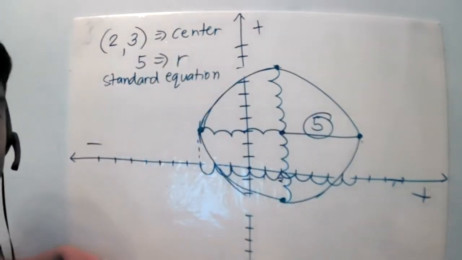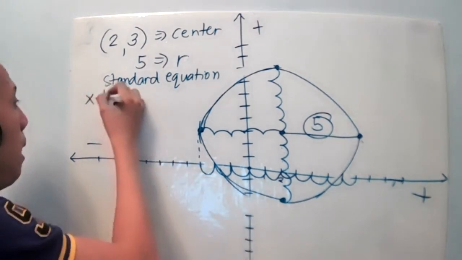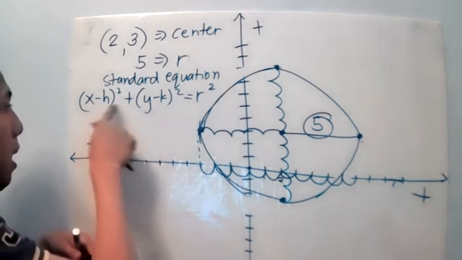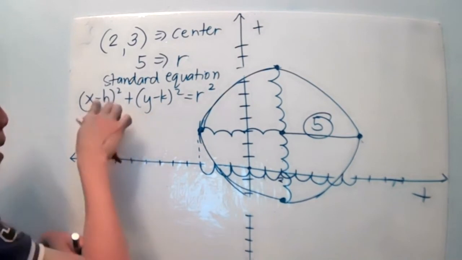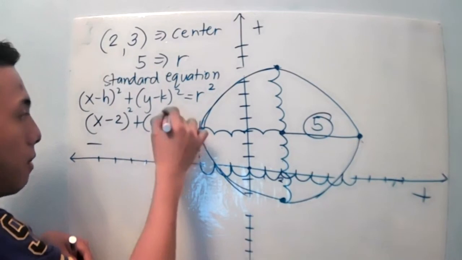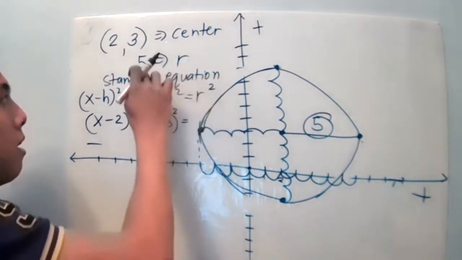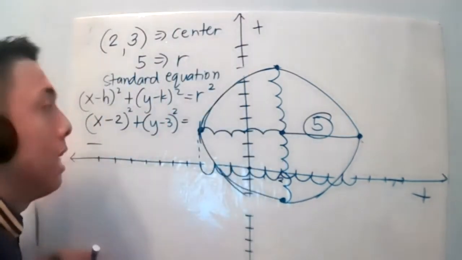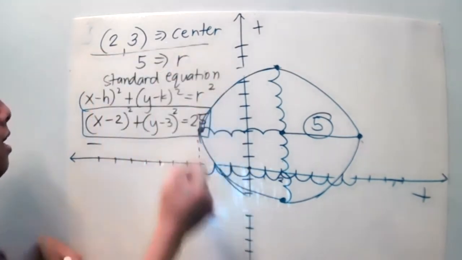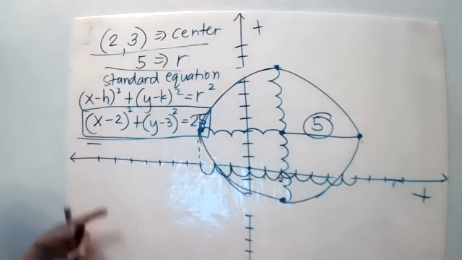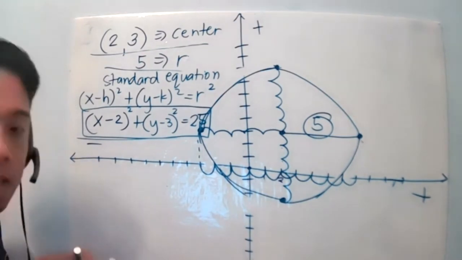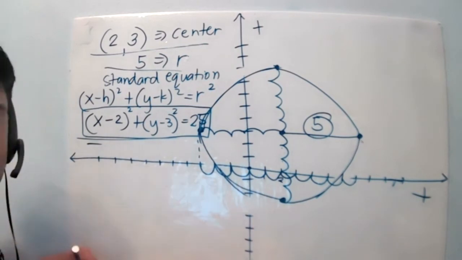How about the standard equation? Ilalagay lang natin sa ating standard equation na x minus h squared plus y minus k squared equals r squared. We will just put those here. Okay, x negative times positive is negative 2 squared plus y negative times positive is negative 3 squared equals, what is r squared? That means 5 squared. 5 times 5 is 25. So this will be our equation. Nakuha si center, nakuha si radius, nakuha si standard form. So, given a graph, you need to find those three. Okay? If you didn't understand, replay, replay, and replay again.